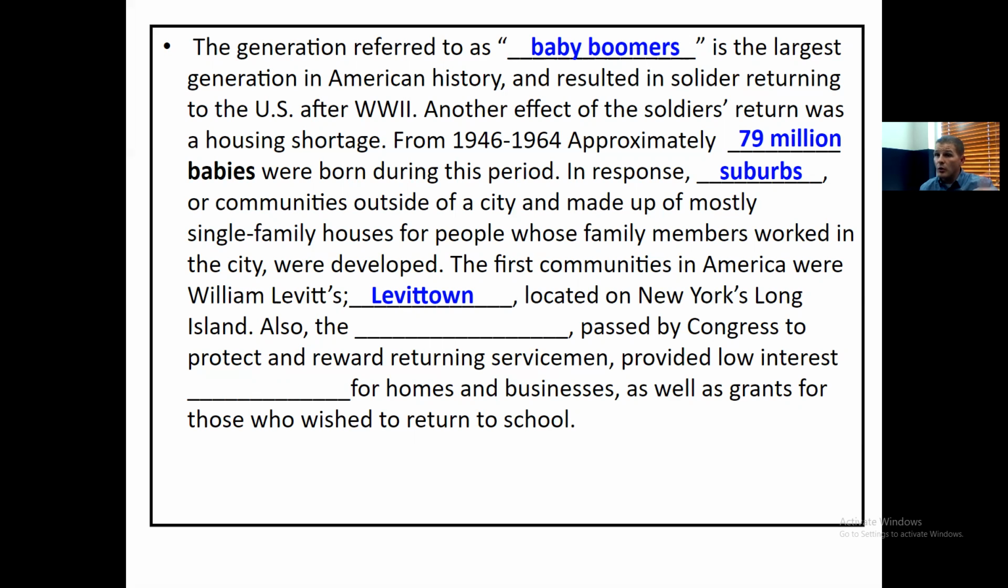Also, as a result of soldiers coming home, and very important, something you can take advantage of if you want to, something known as the GI Bill of Rights. Sometimes you just hear it called the GI Bill, passed by Congress to protect and reward returning servicemen with low interest loans for homes. Also, you get money to go to school. They pay for you to go to school if you do those 4 years. And then for the rest of your life, as you buy homes, you get low interest loans, which is something that you may not understand now, but you will later.